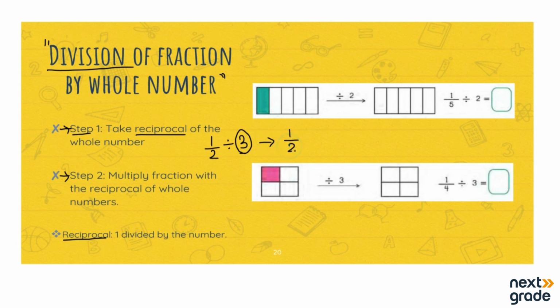1/2 multiplied by 1/3. Remember, in the previous video we discussed that if there is a whole number, we assume there is a one under it. It is still the whole number 3, but if we write it in fraction form, it will be 3/1.